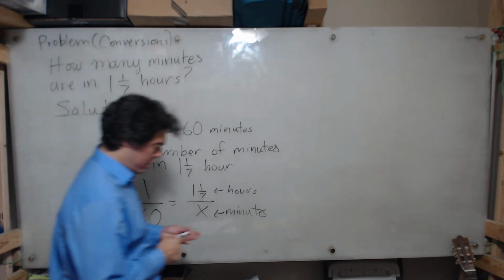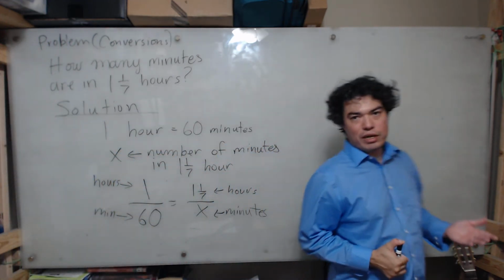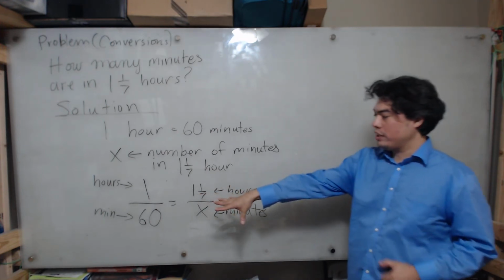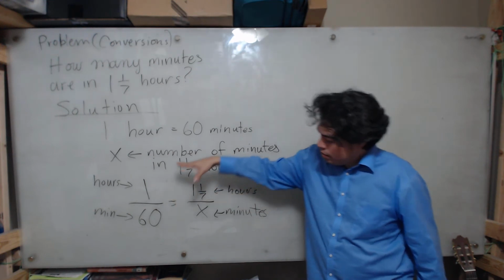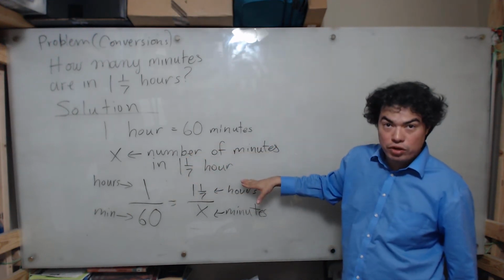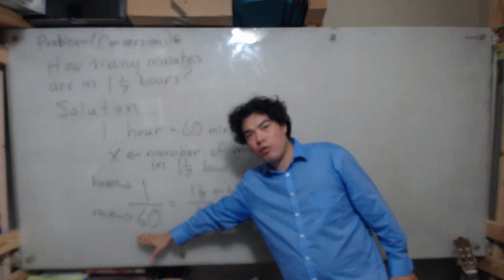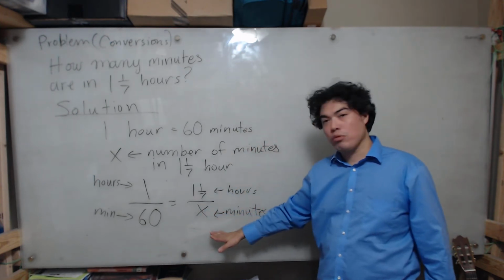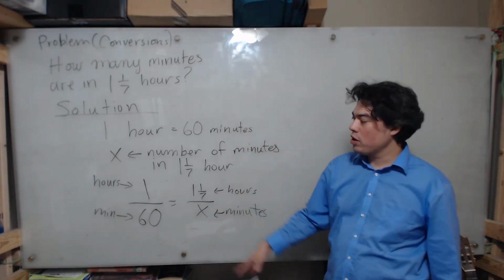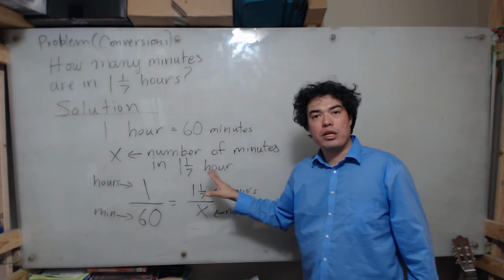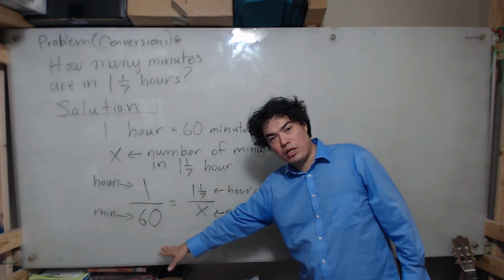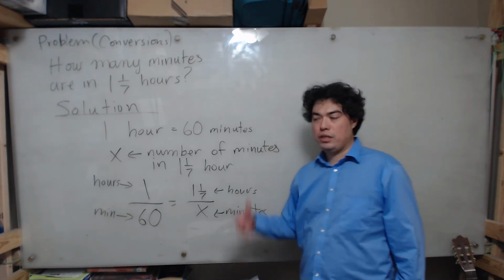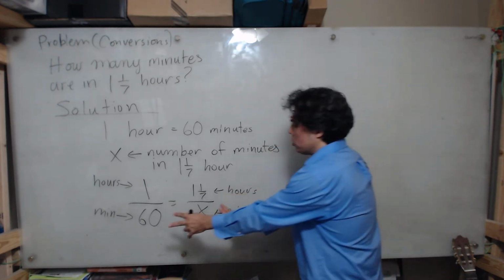And again, I know that sometimes I might sound like a broken record, but I want you to notice that when I set up this conversion problem, I put hours on the top on the left, which means I'm going to put hours on the top on the right. I put minutes on the bottom on the left, which means I'm going to put minutes on the bottom on the right. And like I said before, if I had put minutes on the top on the left, I would have put minutes on the top on the right, and hours on the bottom on both sides. But this is our setup.